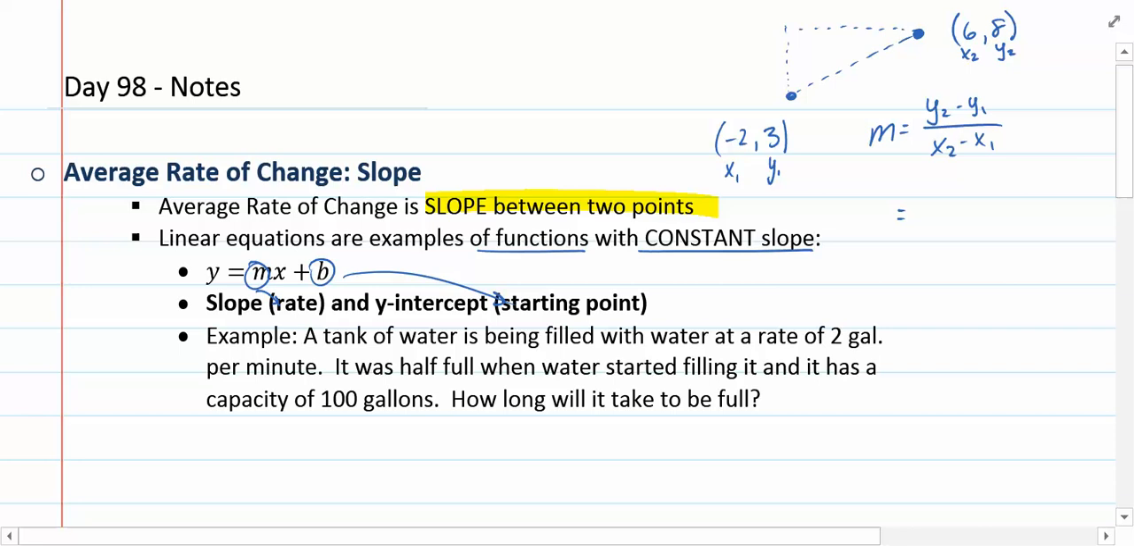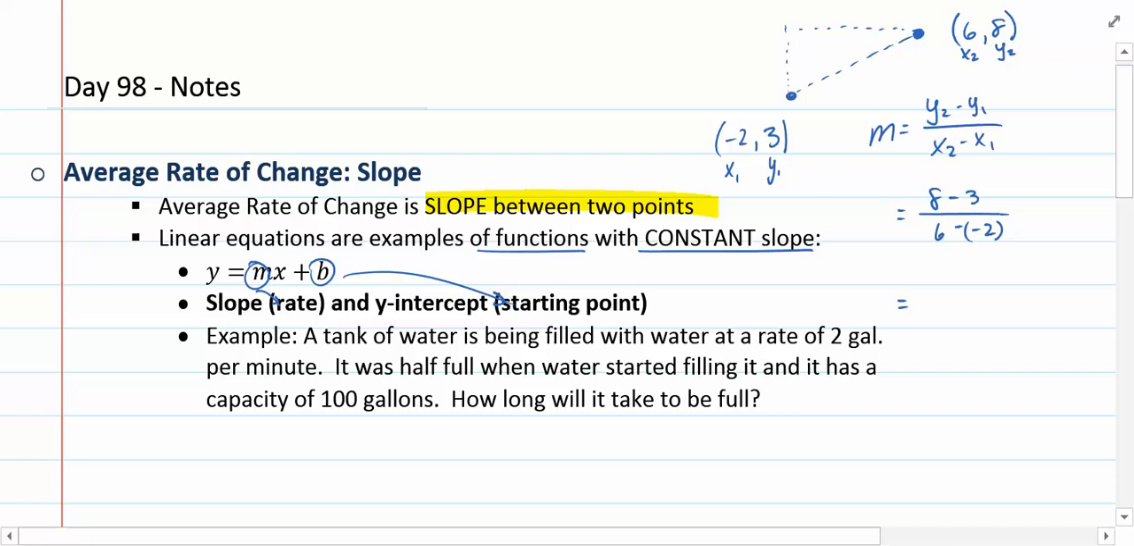So again, if I wanted to find the slope between these 2 points, what I need to do is subtract the two y values. Now I'm going to start with 8 and subtract away 3. And then for the x values, I need to start with 6 and subtract away -2. It's real important that you keep the order correct. If you start with this 8 and subtract 3 from it in the numerator, then you must start with 6 and subtract -2 from it in the denominator.